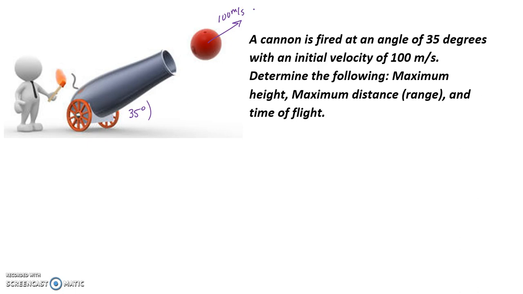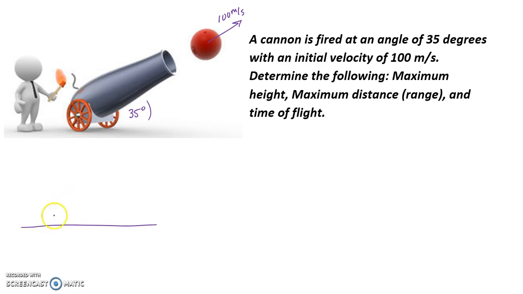Okay, we want to figure out three things. 1, max height. 2, max distance, aka the range. And 3, the time of the flight. Now these can be solved in pretty much any order you want. But to get a better picture, let's draw what the entire flight path will look like, because sometimes you need to know what the entire thing looks like to figure out where to start.